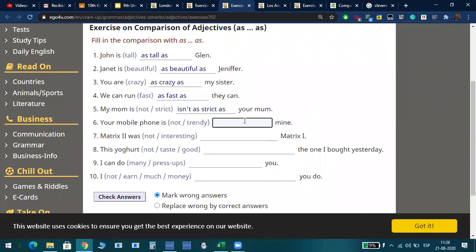Your mobile phone isn't as trendy as mine. Very nice. What's the meaning of trendy, by the way? Do you know that adjective?